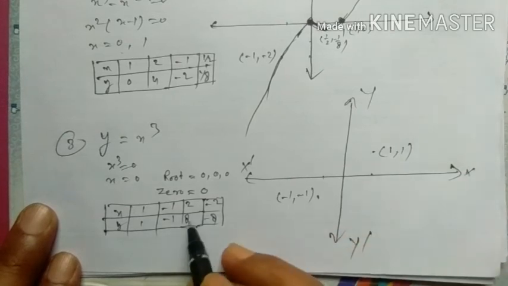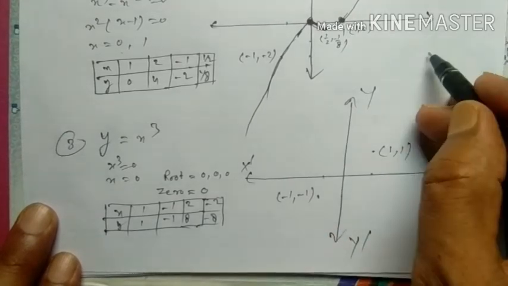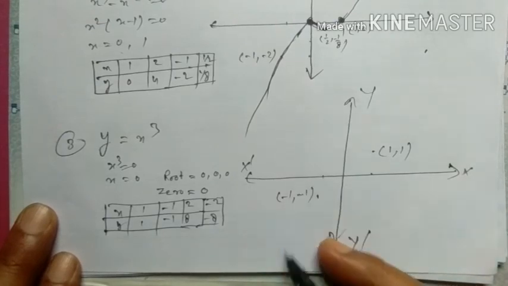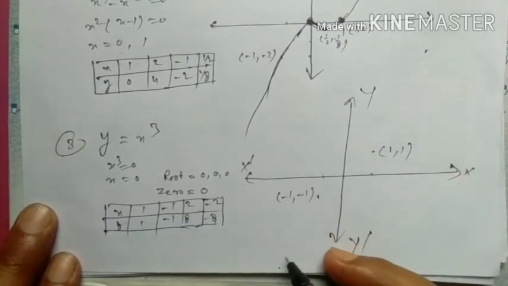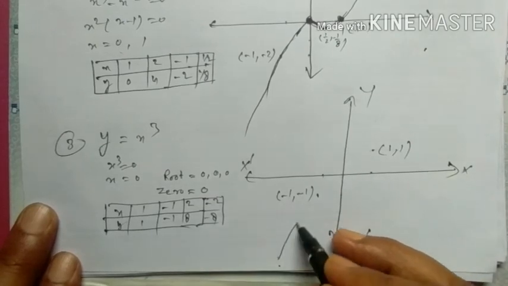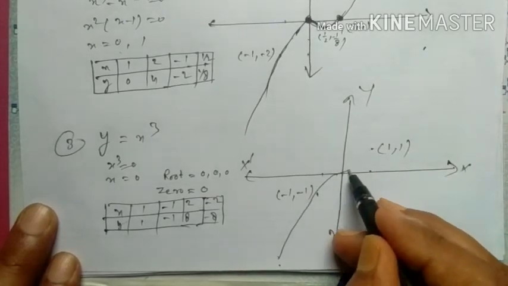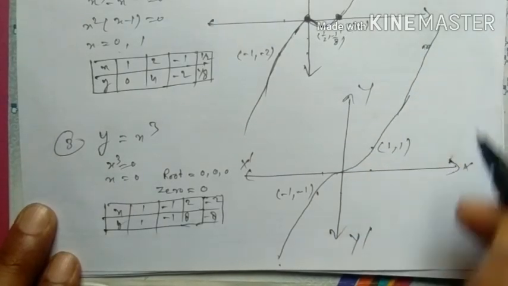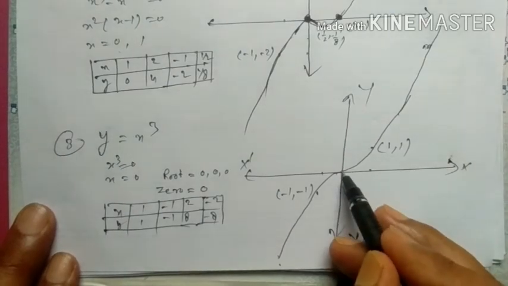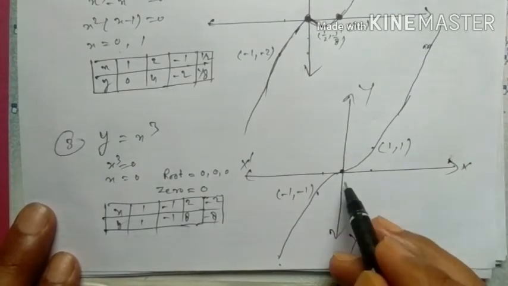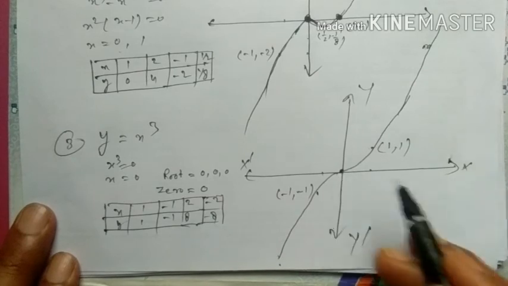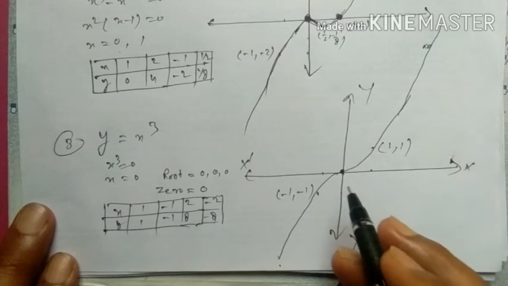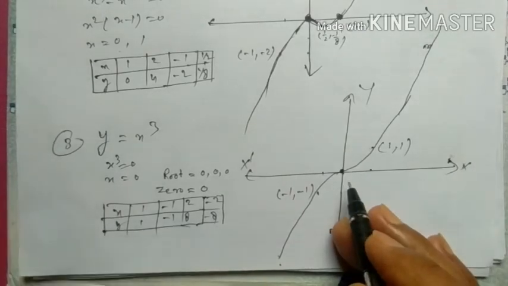Similarly 2 and 8, here will be some points, and minus 2 and minus 8, here will be some points. So the graph will be like this. This cuts only 1 point, at the origin, so there is only 1 zero.